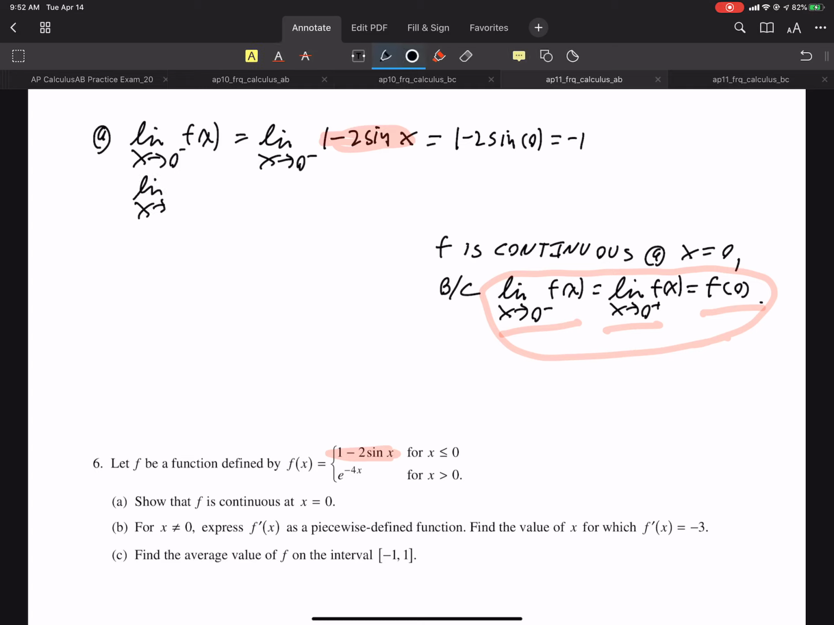The limit as x approaches 0 from the right of f of x. Now, as we're approaching from the right, that's to the right, so it's e to the negative 4x. And for the same reasons, to find this limit, it's just plug in 0. And that gets us e to the 0, which is 1.